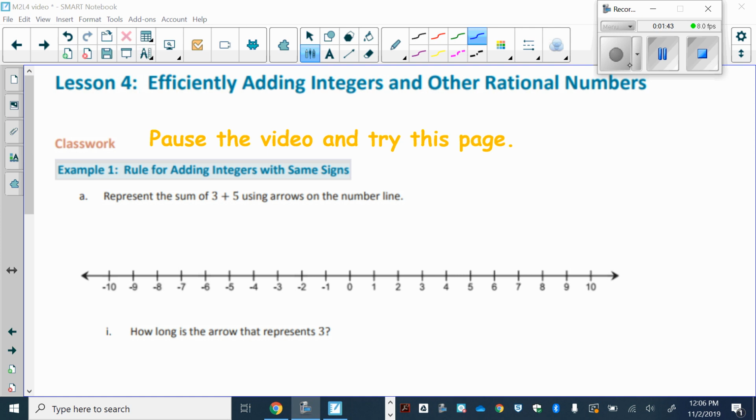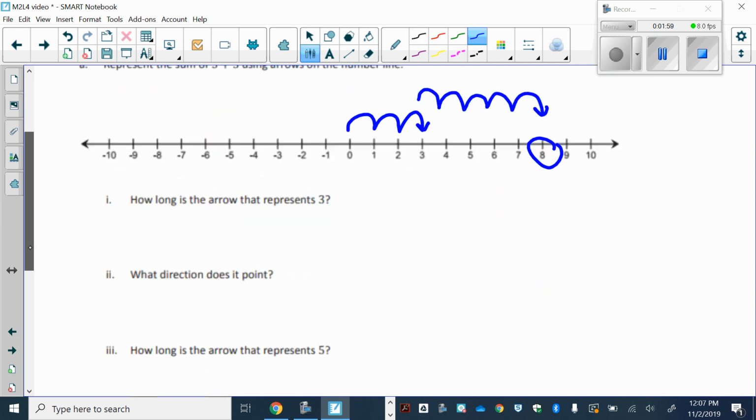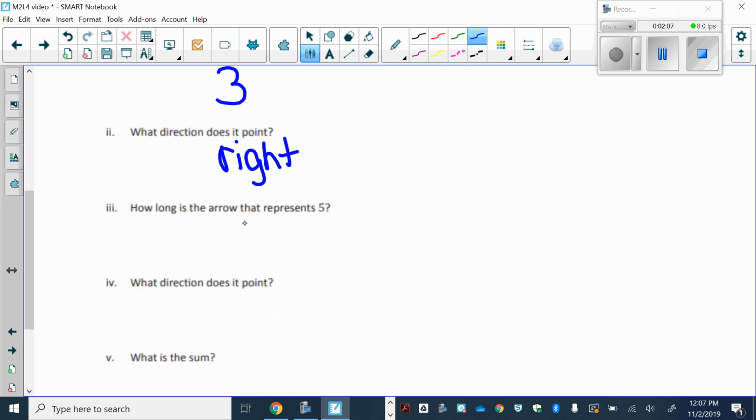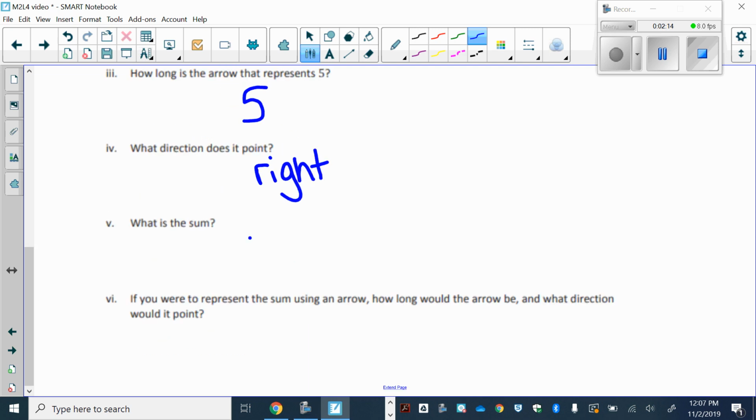So represent the sum, 3 plus 5. 1, 2, 3, arrowhead, 1, 2, 3, 4, 5. And for years we've known the answer to 3 plus 5 is 8. How long is the arrow that represents 3? 3 units to the right. How long is the arrow that represents 5? 5 units to the right. What is the sum? The sum is 8.